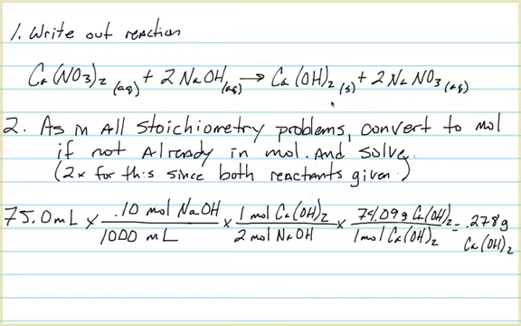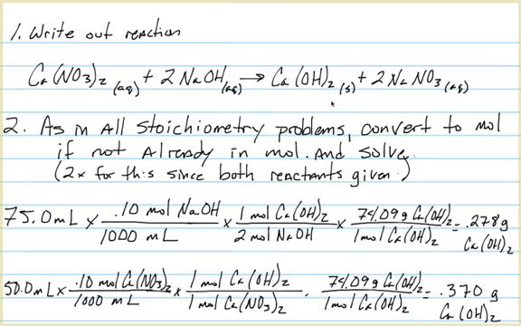Let's see how much calcium hydroxide would form from our calcium nitrate. Again, we start off in a similar manner. We have to convert our volume into moles, and we use that molarity value to do that. We've got 0.1 molar calcium nitrate, so we have 0.1 moles in 1,000 milliliters. Our milliliters cancel out, leaving us with moles. We can now do our mole to mole conversion, and then we can plug in our mass and finish off the stoichiometry, and we get 0.370 grams of calcium hydroxide.